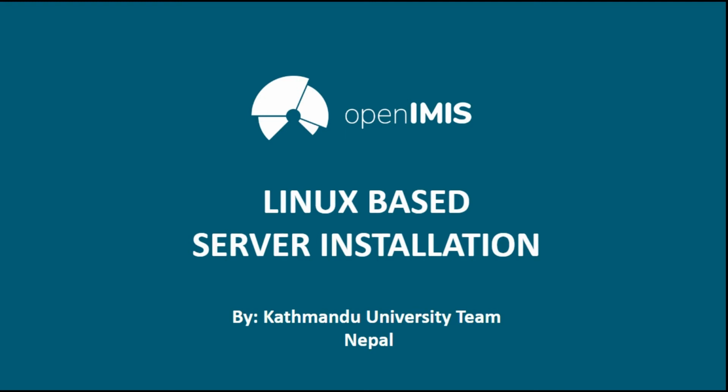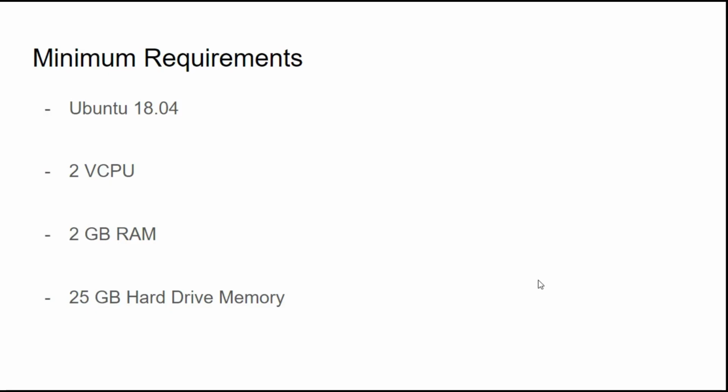For implementation of a Linux-based server installation, we are going to demonstrate Ubuntu server targeting a decentralized server on a particular region. The minimum requirements while developing an instance are shown here. This is for a particular instance where Ubuntu needs to be at least version 18.04 with 2 vCPUs, 2 GB of RAM and at least 25 GB of hard drive memory.